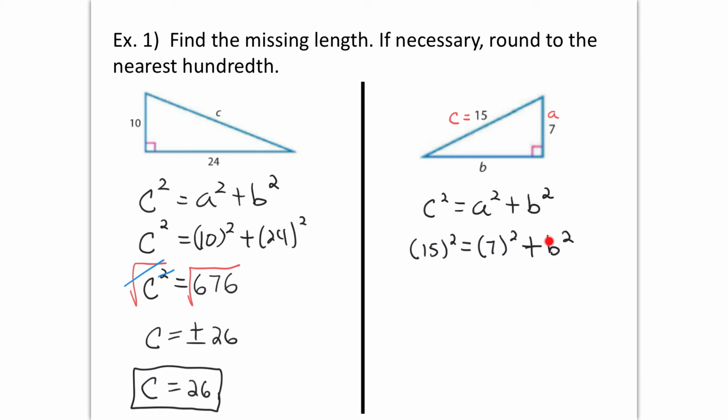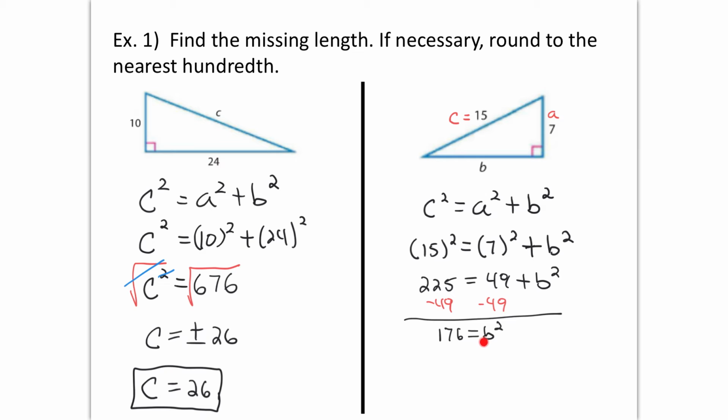Since we are looking for B, we need to get everything on one side and get B by itself. So using my calculator, I'm going to square the 15 and I'm going to square the 7. So for 15 squared, we get 225. 7 squared is 49. And we have the plus B squared here. Let's go ahead and subtract the 49 from both sides. And when we subtract 49 here and over here, we get 176 equals B squared.